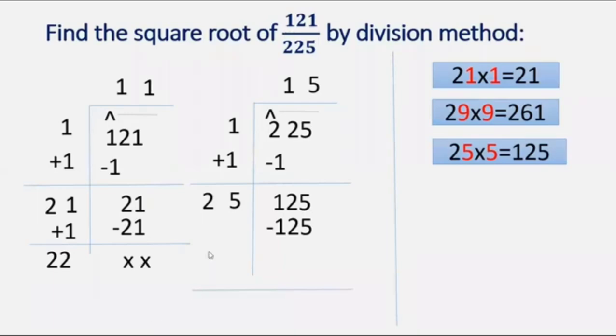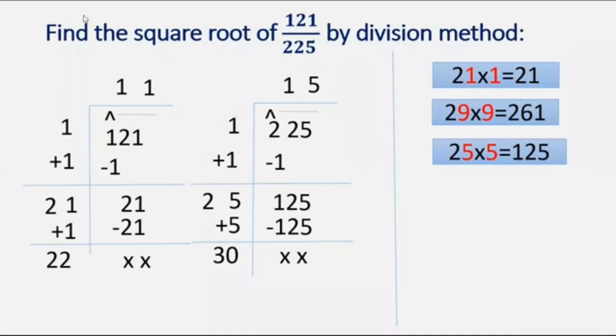So we get 30 on the left hand side and the square root of 225 is 15. Okay, square root of 225 is 15. So in the end, we write the answer 11 over 15. The numerator is 11 and the denominator is 15. So we get the answer 11 over 15. It is a proper fraction, so we get the answer here. Clear?